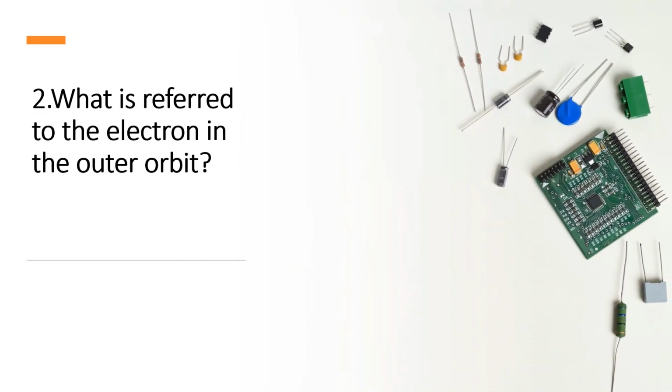The second question: what is the electron in the outer orbit referred to? The electron in the external orbit is identified as the valence electron.